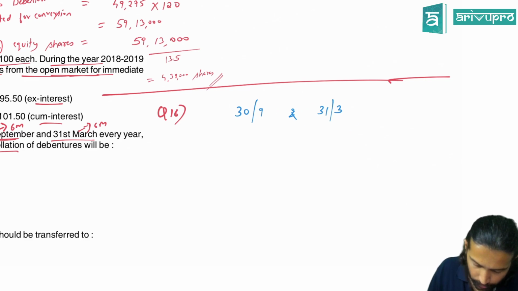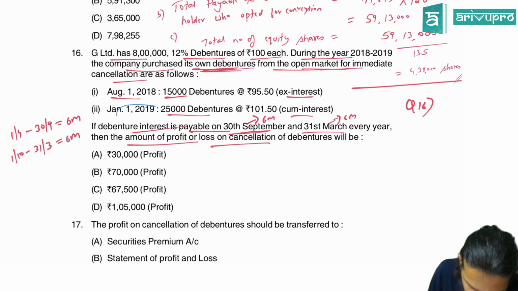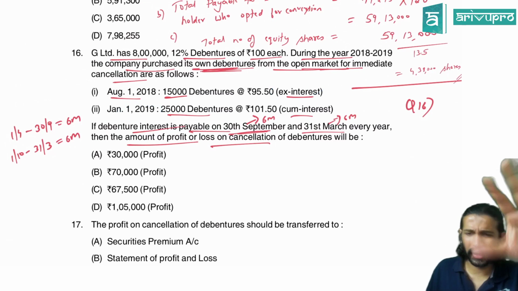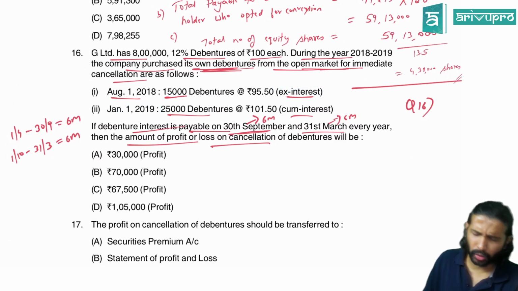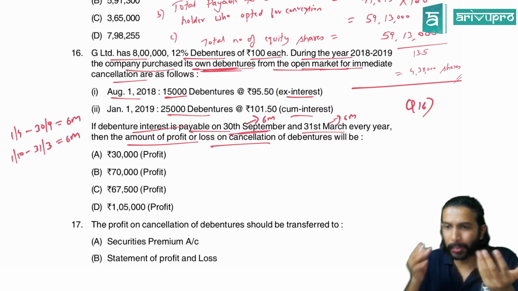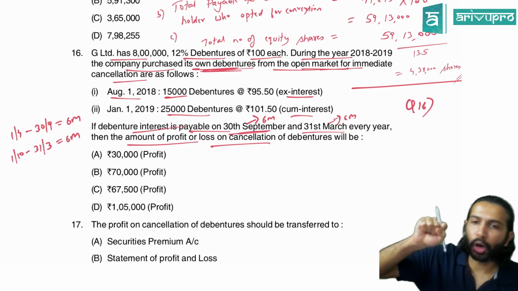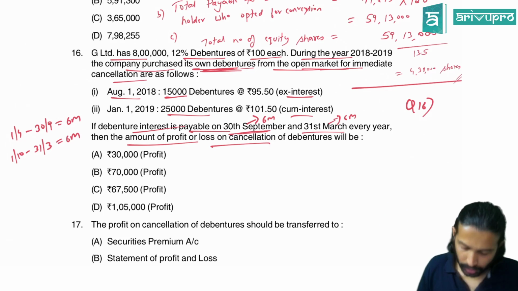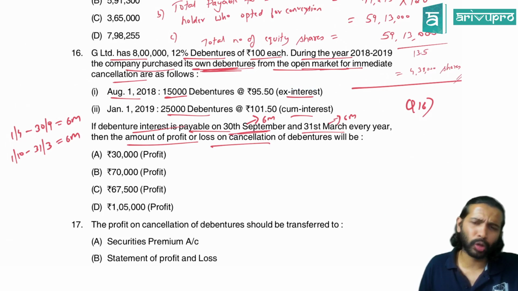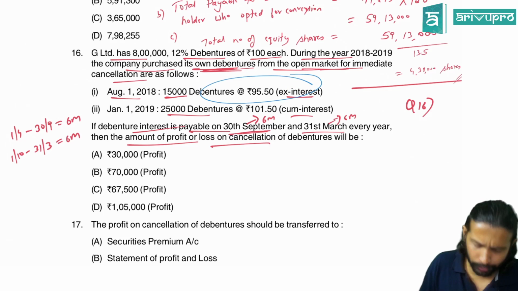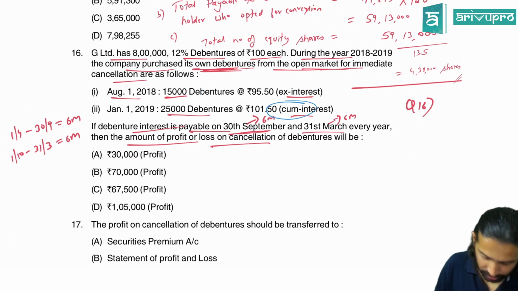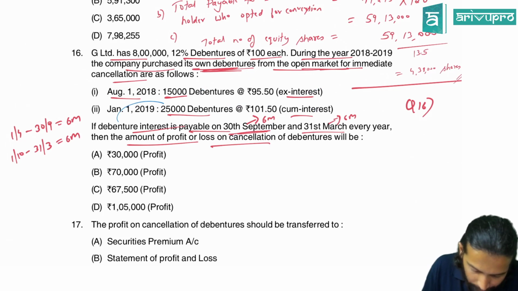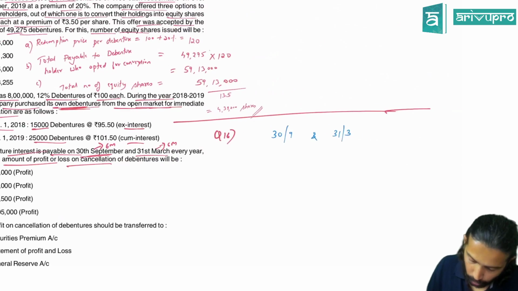Okay, check here. Which one is the cum interest price? The second one. If it is an ex interest price, I don't have to worry about it at all, because interest is anyway not included. Because I'm cancelling debentures here, I want to know the price paid for the debenture alone, not for interest. Ex interest means interest is excluded in any case, so this is not a headache for me. But this purchase is a headache. On which date did I purchase this? 1st January. Now just be careful here. What is the purchase date?